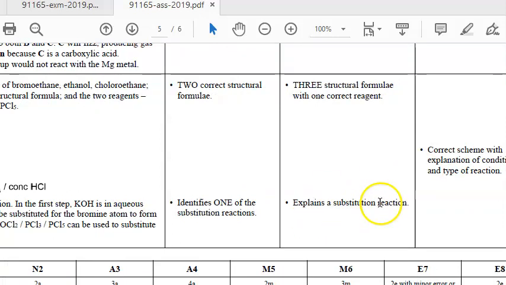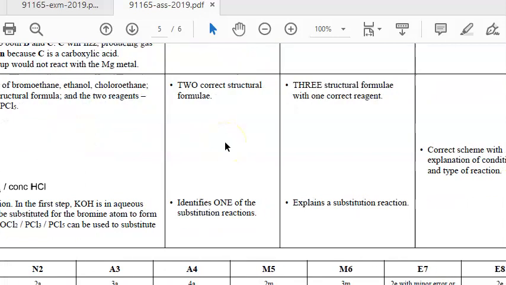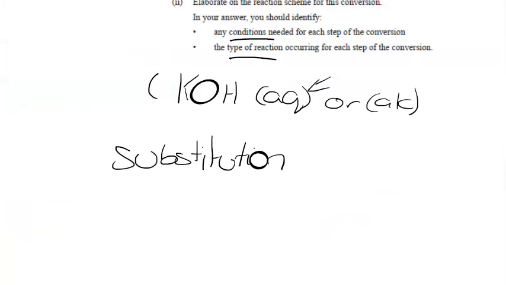If you explain the substitution reaction, okay, so we need to actually say that the hydroxyl group is going to be replacing the bromine group. So just explaining that that's a substitution reaction, and then you are there. So the hardest part is just memorizing what reagents you need for that reaction to occur.